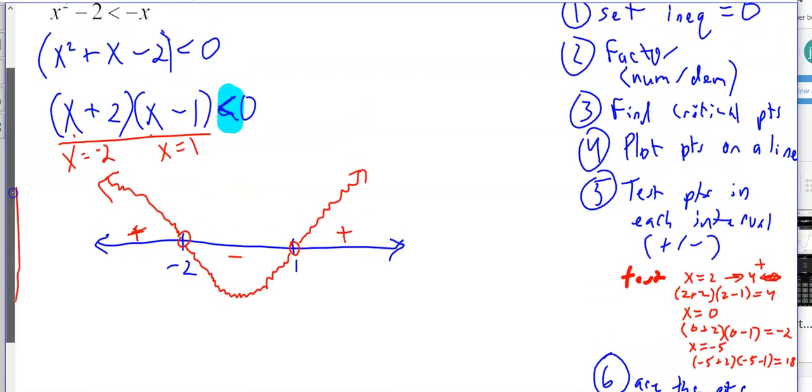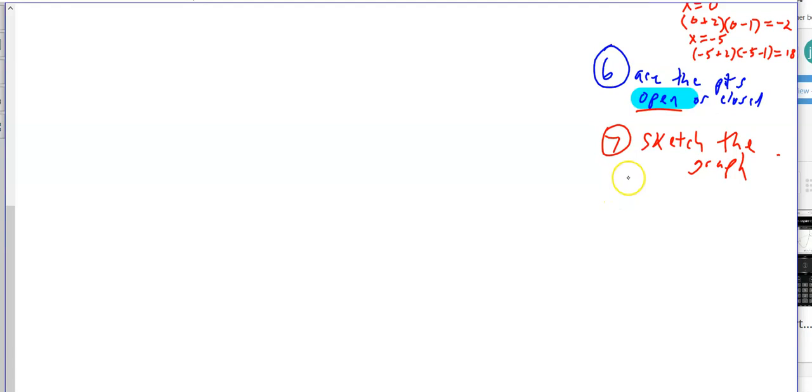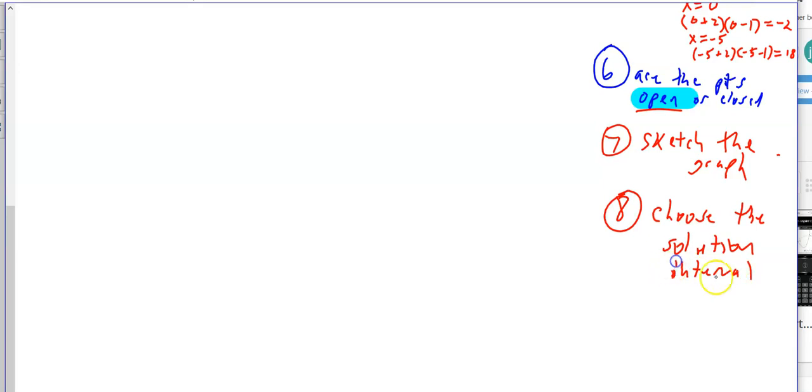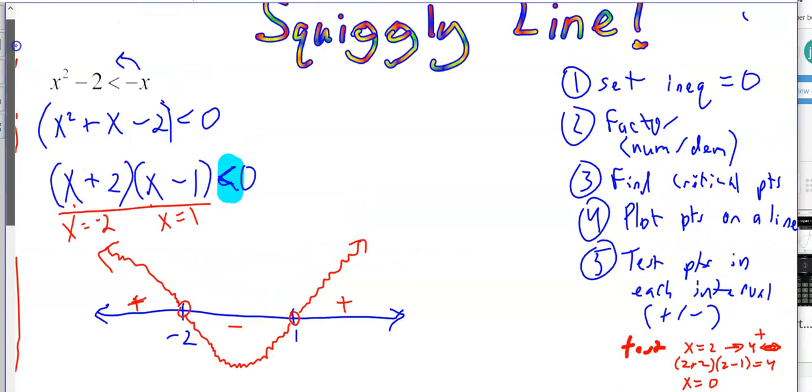So now we have to look back. So I guess there's one more step I should write down over here. So now, choose the solution intervals. And so usually this is an interval. I guess every once in a while it's only like a point, or sometimes there's no solution. Those are always possible.